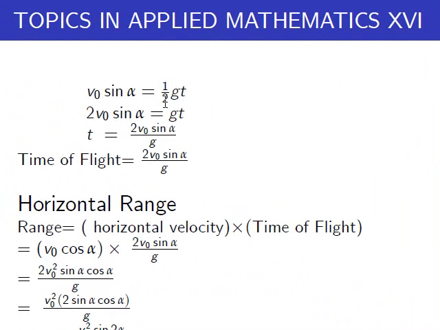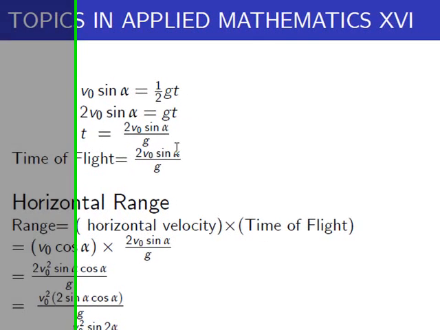Multiply by 2 to finish this half. We multiply the equation by 2 and get 2 v naught sin alpha is equal to gt, and from here we divide by g to get t is equal to 2 v naught sin alpha divided by g. This is the time of flight.